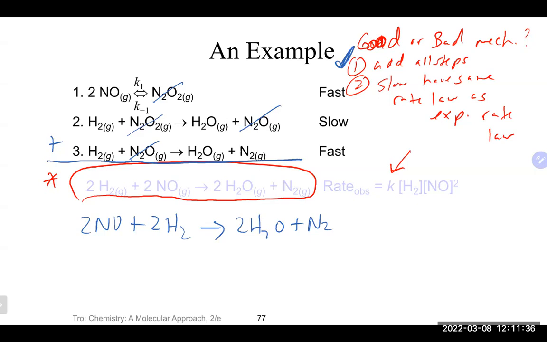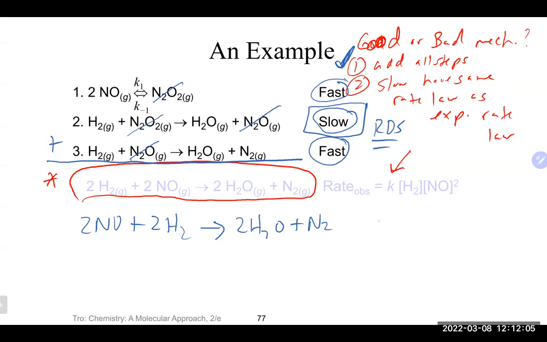Now, we are nicely told in this case, the first step is the fast step, the second step is the slow step, and the third step here is the fast step. So if I want to determine which one is the rate determining step, which one is it? It is the slow step. So that's a very easy way to determine which one is the rate determining step. They will sometimes go, hey, this is the slow step. So because this is the slow step, this is the rate determining step, right?